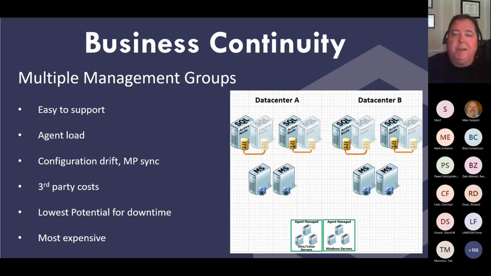So here's multiple management groups. The nice thing about multiple management groups is it's easy to support. Everybody understands multiple management groups. You don't have to have a lot of fancy technology or anything proprietary. But one of the downsides is when you multi-home everything, your agent load potentially increases. The amount of memory and CPU that an agent consumes to do its job when you're multi-homed with everything is potentially harmful. And so it's something that you'll have to keep a closer eye on.